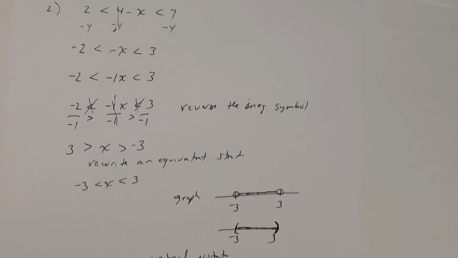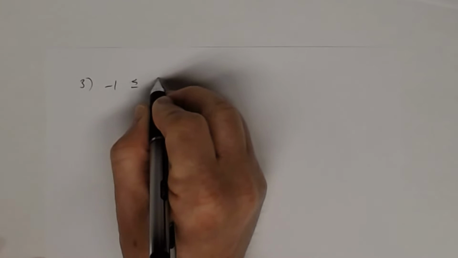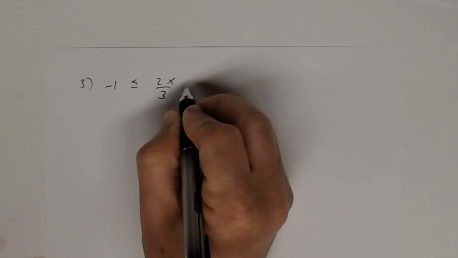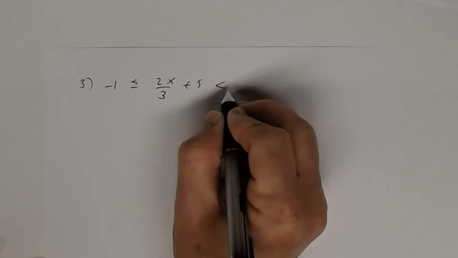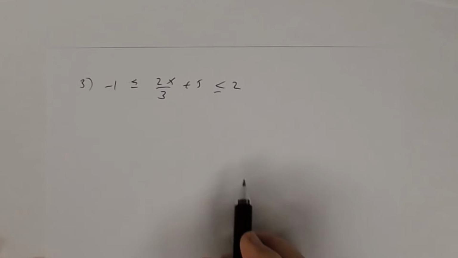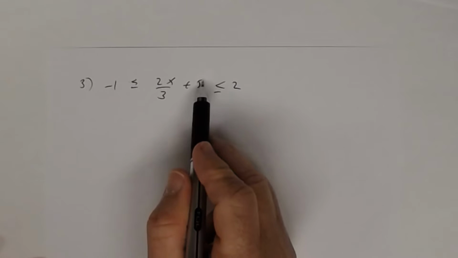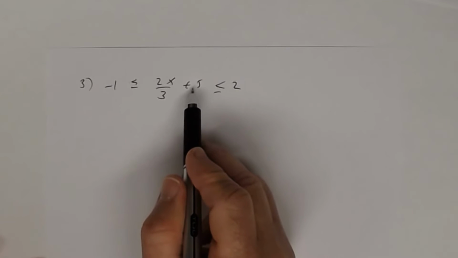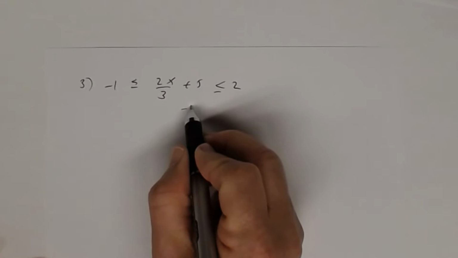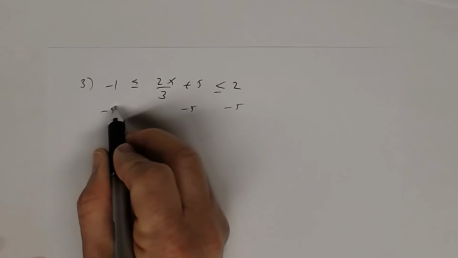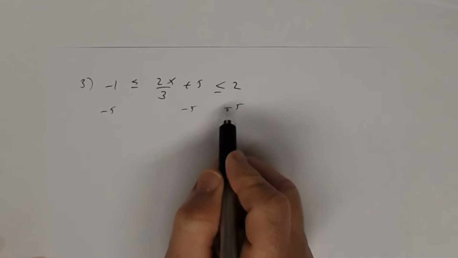All right, let's look at number 3. So number 3, we have this compound inequality. We have negative 1 is less than or equal to 2x divided by 3 plus 5 is less than or equal to 2. All right, I do have a fraction, but what I'm going to do first is go ahead and get rid of this plus 5 right here. So I'm adding 5. The opposite is to subtract 5 from all parts. This part, this part, this part.